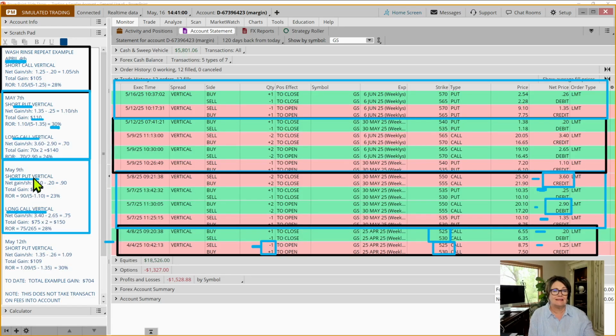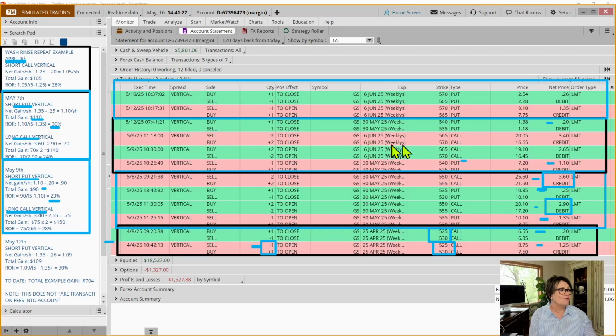And again, you can see the similarities here. Our short put vertical here, we were paid $1.10 to get in. We bought it back for 20 cents a few days later. And our net gain on that was $90, or a 23% return.